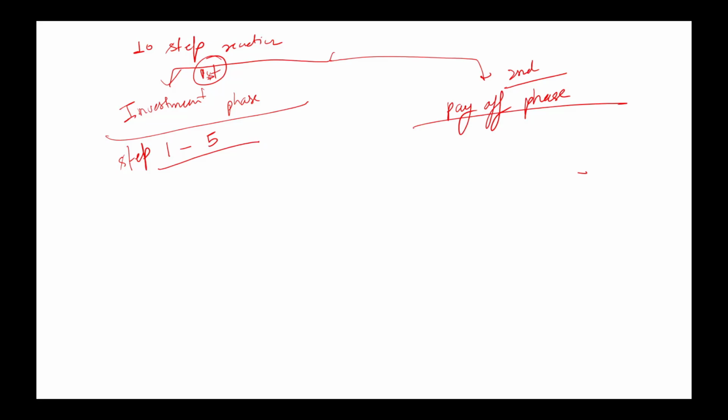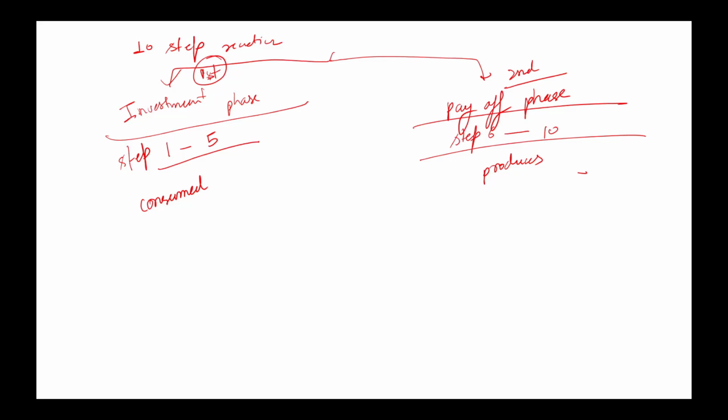The investment phase is an energy consuming phase, where in the beginning of glycolysis you have to provide energy so that the reaction can follow up. Then in the second part of glycolysis, which is called the payoff phase, the energy is produced. So here energy is being consumed, and here the energy is being produced, which includes step 6 to step 10.